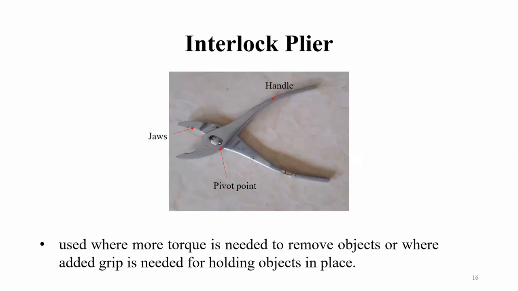And the other one is interlock pliers, and this one is used where more torque, meaning high rotation or high movement, is needed. You would have studied the flywheel. What's the purpose of the flywheel? Can anybody answer this? What's the purpose of the flywheel in an engine?